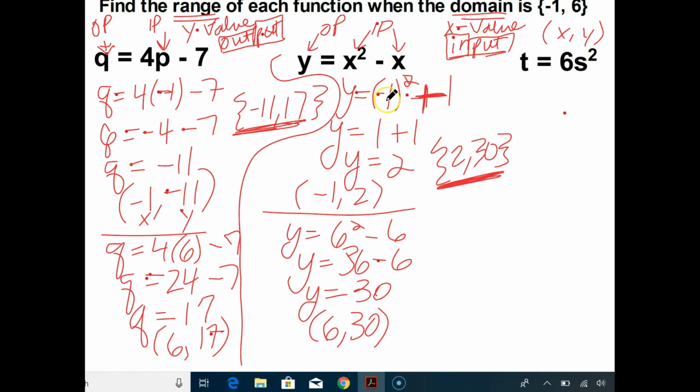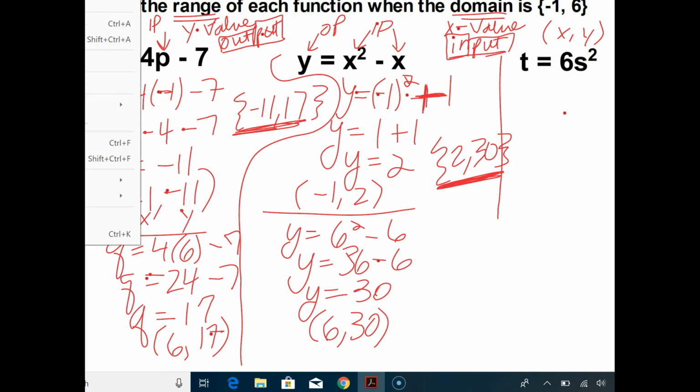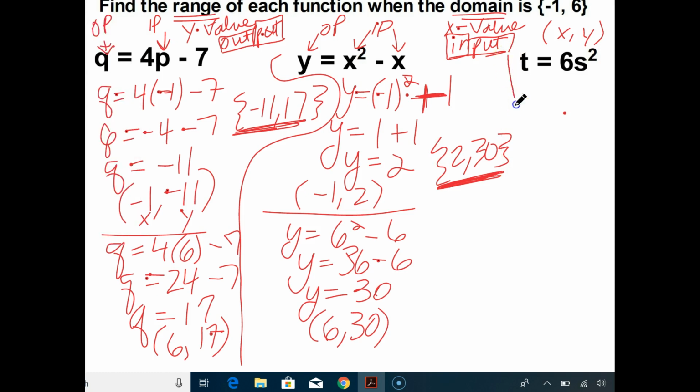Put in -1, put out 2. Put in 6, put out 30. And then we come over here. Wow, I just went totally through that line. Let's see if we can undo. Stop disrespecting that line like that.